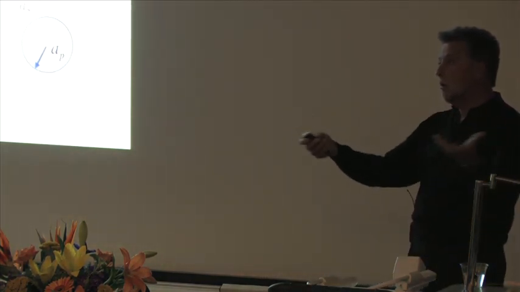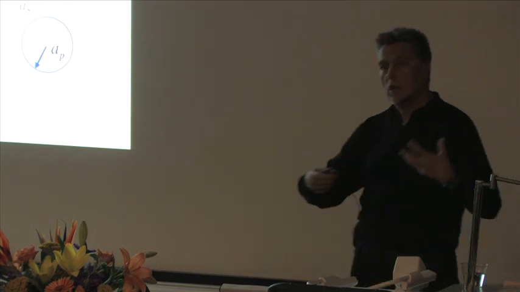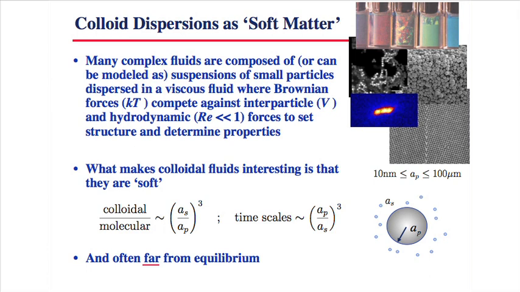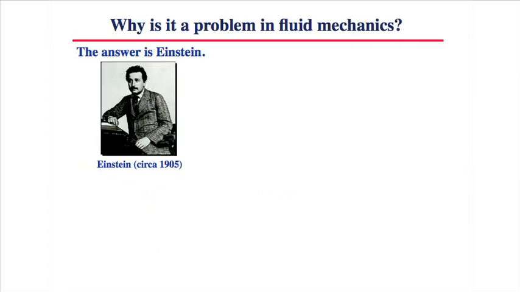Actually, we're all composed of a lot of colloidal stuff. That's why we're soft and squishy and move around on those time scales. As a result, also, it's very easy to drive them far out of equilibrium. Okay? So those are the important features I want you to recall. And so now, why is it a problem in fluid mechanics or chemical engineering? And that we blame on this guy here, Einstein.